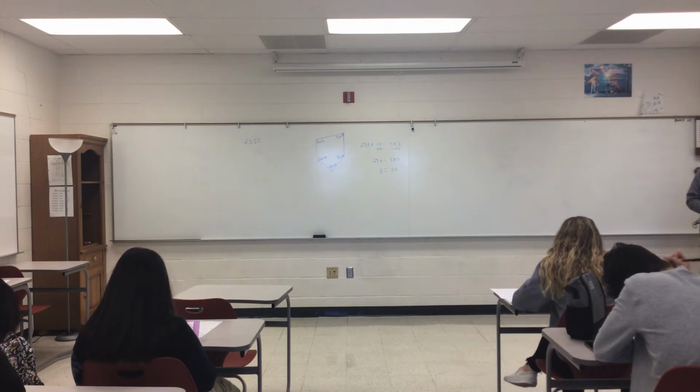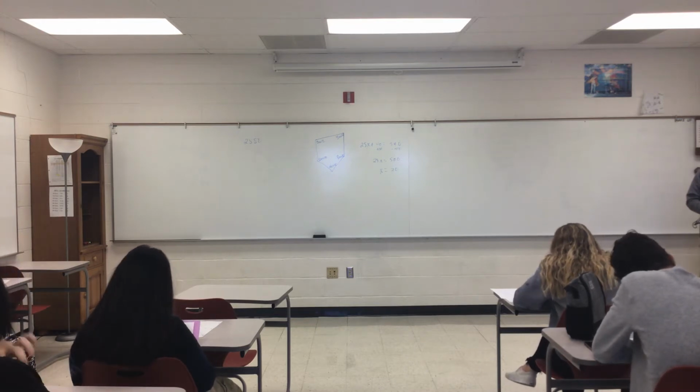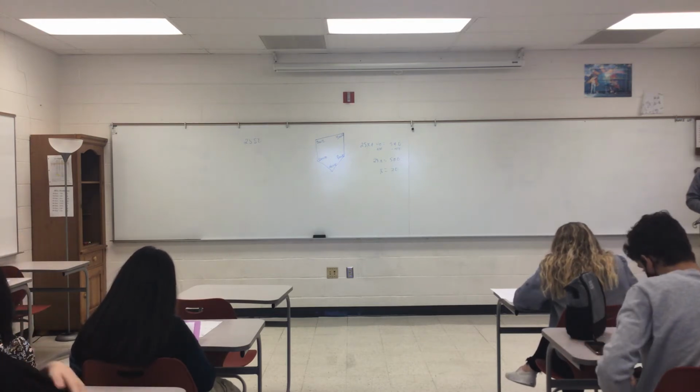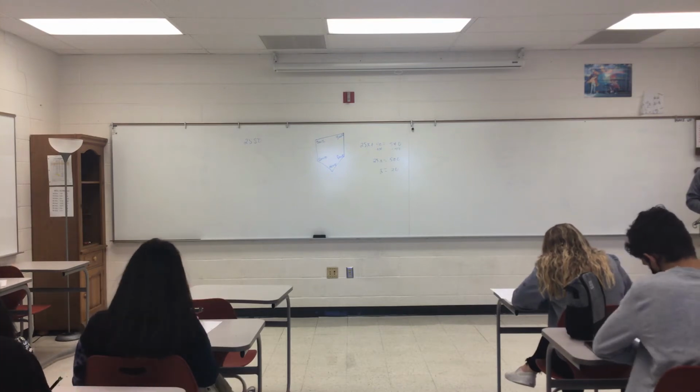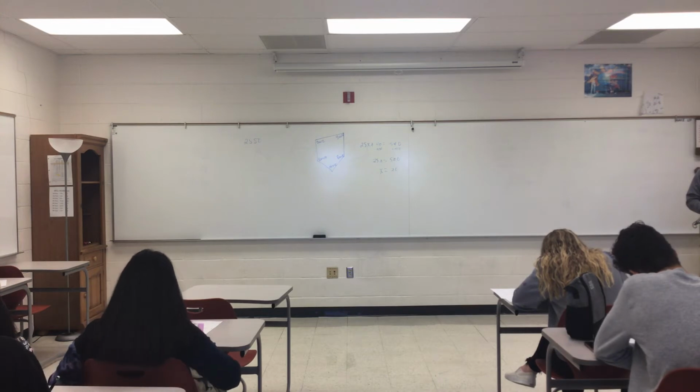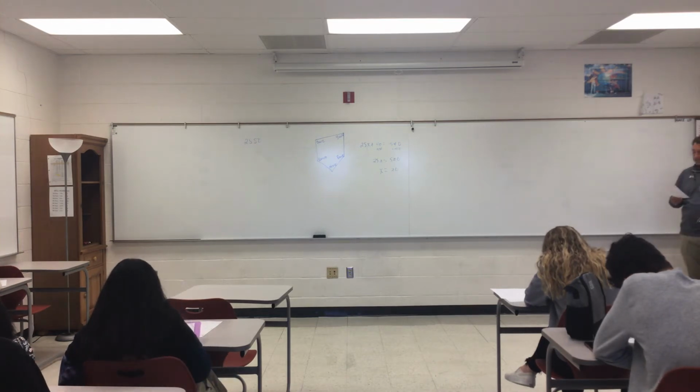And what corresponding means is the things that are in the same place. So when we have corresponding parts, they're congruent. So corresponding sides are congruent, and corresponding angles are congruent.